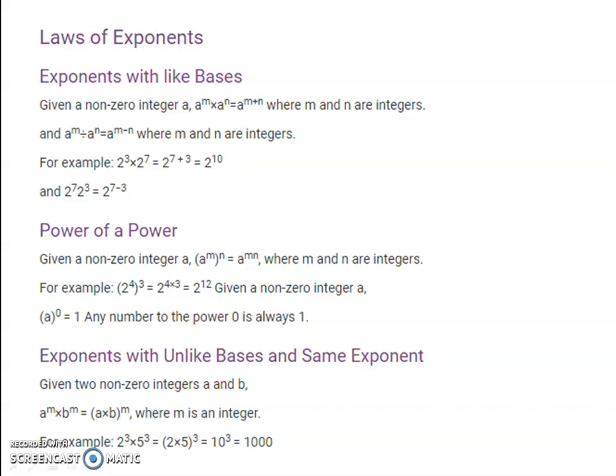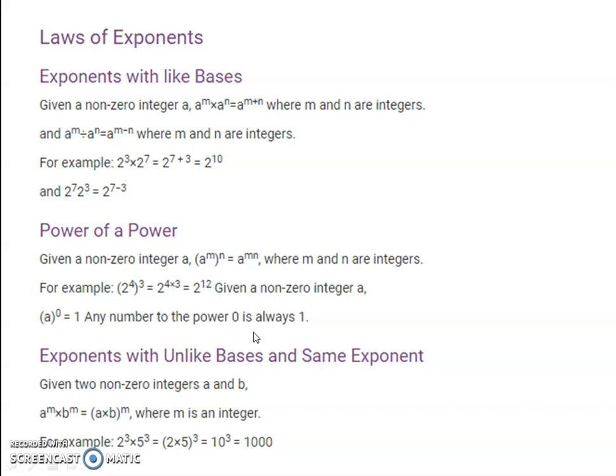Now power of a power. That is, you have one base and two exponents. So you will be multiplying the exponents. a raised to m, the whole raised to n is a raised to m into n. You can see the example. 2 raised to 4, the whole raised to 3. So you will multiply 4 into 3, 12.